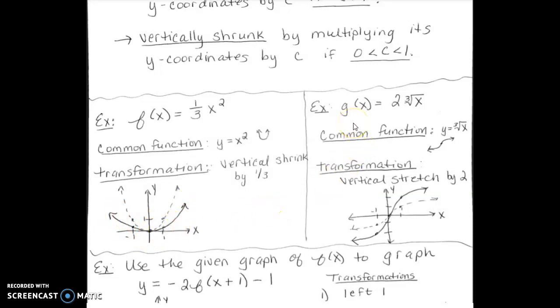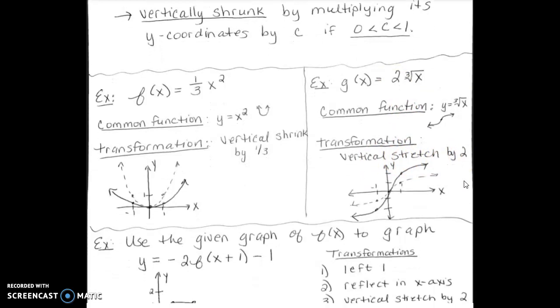In our second example, g of x equals 2 times the cubed root of x. So this time our common function is y equals the cubed root of x, which is the horizontal S-curve that looks like this. The transformation is going to be a vertical stretch. We call it a stretch because the value of c is larger than 1, so we're going to do a vertical stretch by the factor of 2. So the y values of this graph are going to get multiplied by a 2.